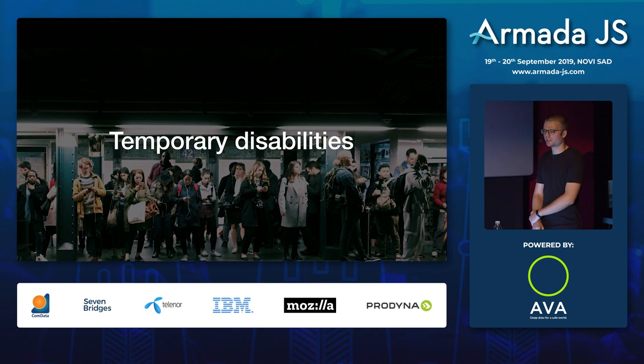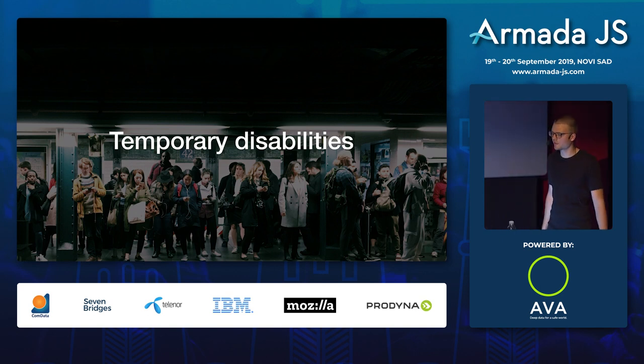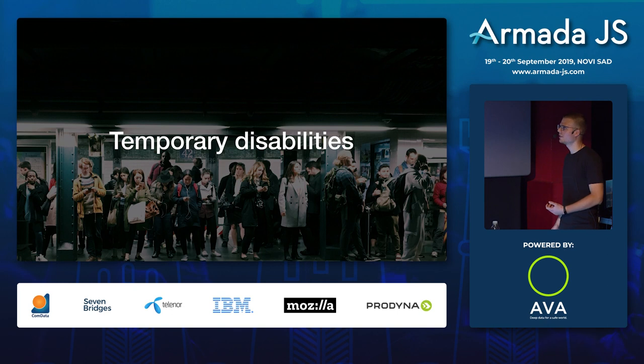So last but not least, we have temporary disabilities. Disabilities do not always have to be permanent or ongoing. Sometimes your environment or circumstances can create a temporary disability. For example, in this image we have the New York subway, and you're probably thinking, so okay, what about them? It's pretty crowded and pretty noisy, so people cannot rely on their audio. Instead, they really appreciate captions on your images or captions on your videos.